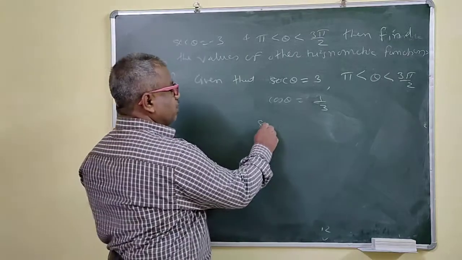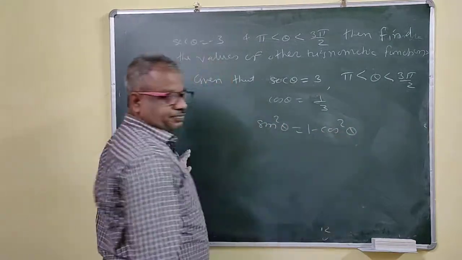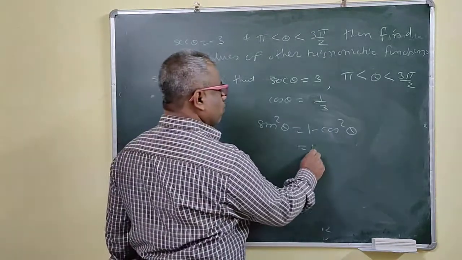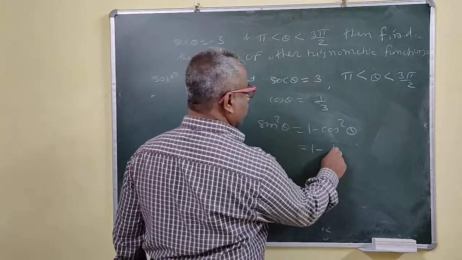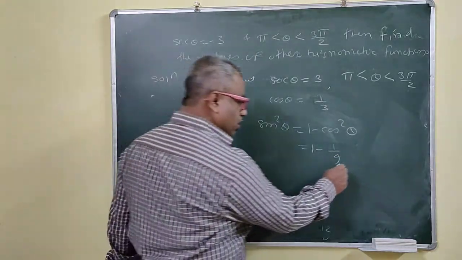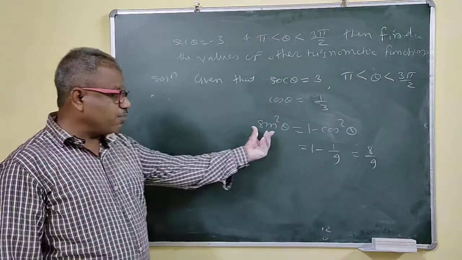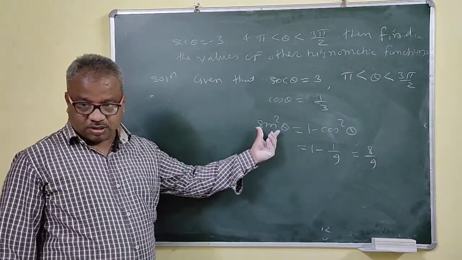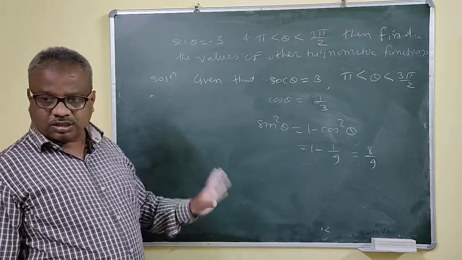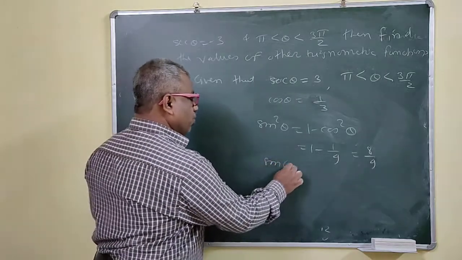Sin square theta is what? 1 minus cos square theta. Right? We have this fundamental identity. So this is equal to what? 1 minus 1 by 9, which is 8 by 9. Right? Now we have to take the square root of that. Note that we have to take plus or minus. Why not minus? Why not plus? That we will discuss later on. First we have to take both the values.